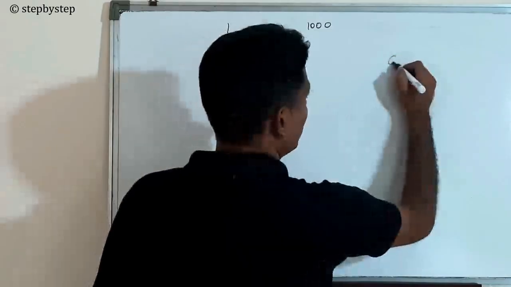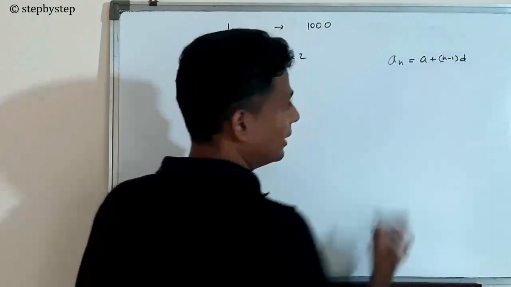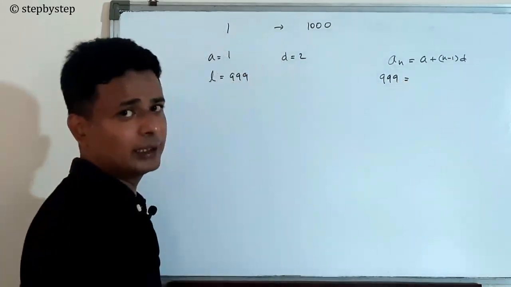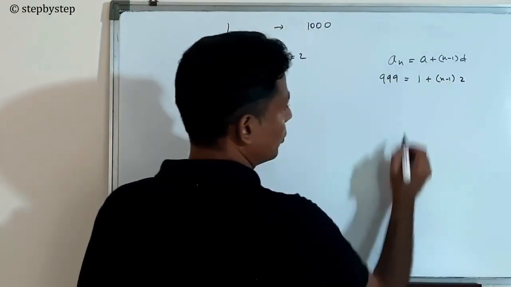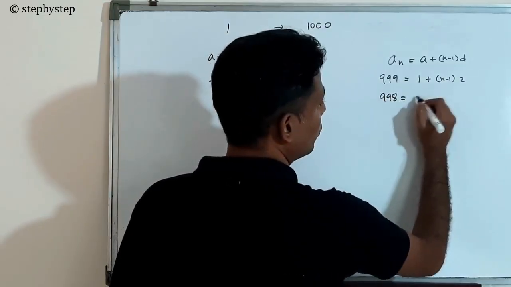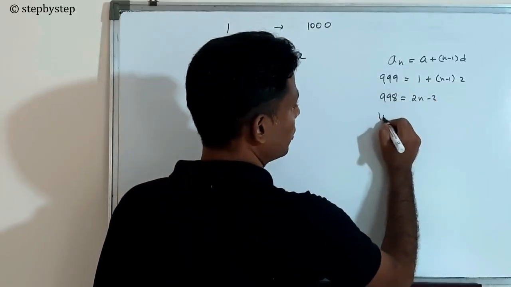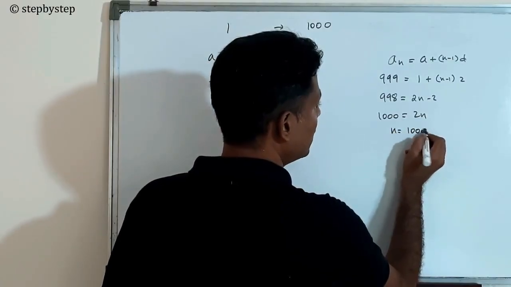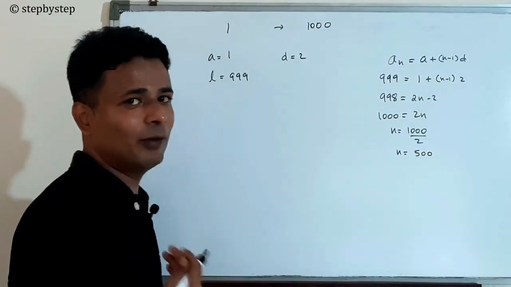Please remember this. So A of n equal to A plus n minus 1 into D. This is the formula. The last term is 999. So we'll use A of n as 999. So 999 equal to A, that is 1, plus n minus 1 into D, that is 2. Transposing 1 this side, it becomes minus 1. So it becomes 998 equal to 2n minus 2, opening the brackets. Now I transpose minus 2, it becomes plus 2. So this becomes 1000 equal to 2n. So n equal to 1000 by 2. So n equal to 500.